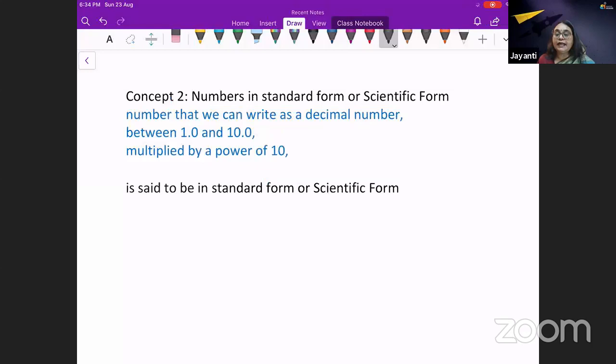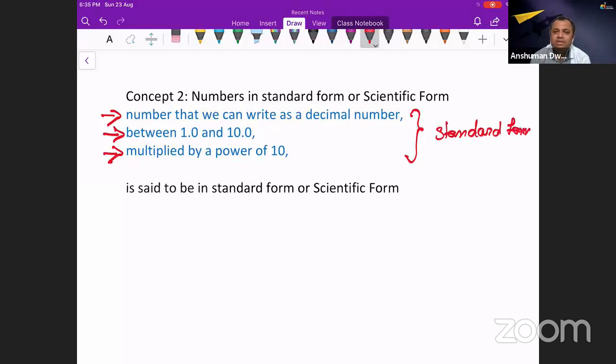How do we write a standard form of a number? It's also known as scientific form of a number. Now, there are three rules here. The first rule is the number should be a decimal number between 1 and 10, and it should be multiplied by the power of 10. If these three rules are satisfied, we call this a standard form. Please note these three rules, children. How to convert a number into a standard or scientific form. They're important. Normally, a large number, we write it in a standard form so that it is compact. We can read it easily.